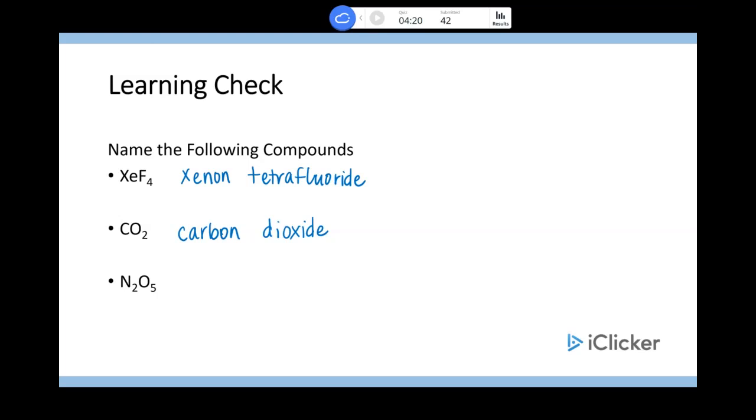And then for our last one, we have 2 nitrogen atoms. So we use the prefix di, and then nitrogen because this is the first atom, so we don't change the name of the element. We have 5 oxygens. So we use pent-ox for oxygen, ide, because that's how we end the name.